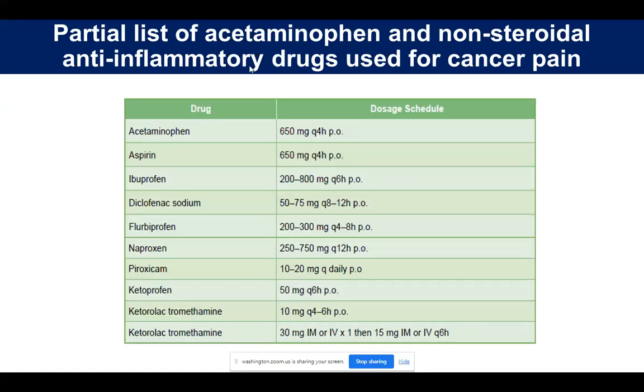These are a partial list of acetaminophen and non-steroidal anti-inflammatory drugs used for treatment. Here the drugs are given, like acetaminophen 650 mg every 4 hourly, then aspirin, ibuprofen, diclofenac sodium. These are as per the pain intensity. You can give as per the pain of the patient. The dosage schedule is given.